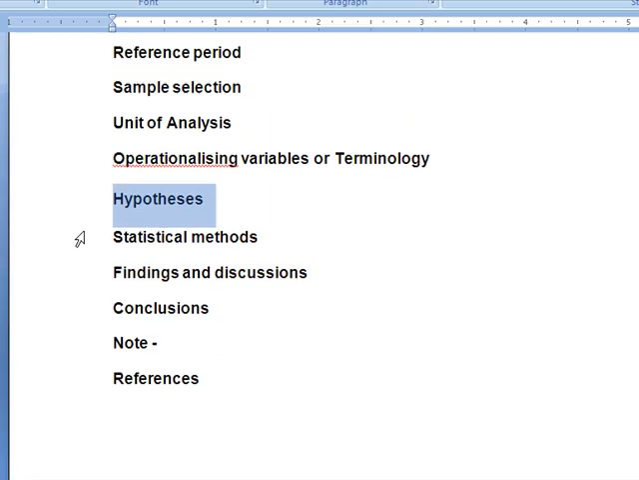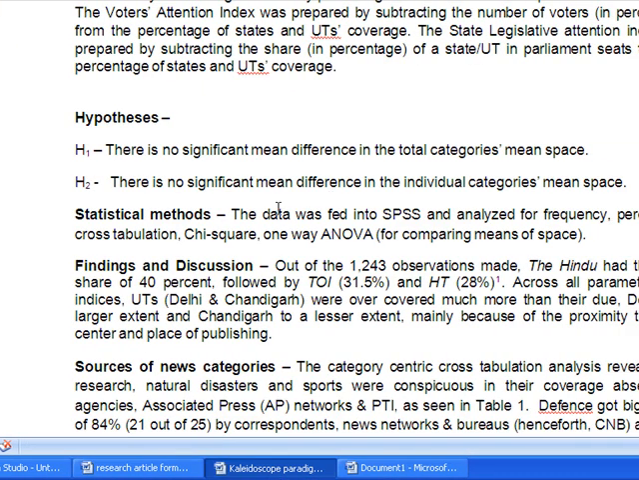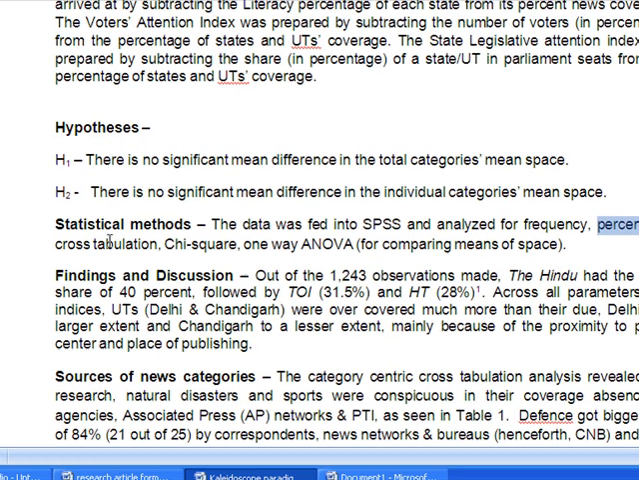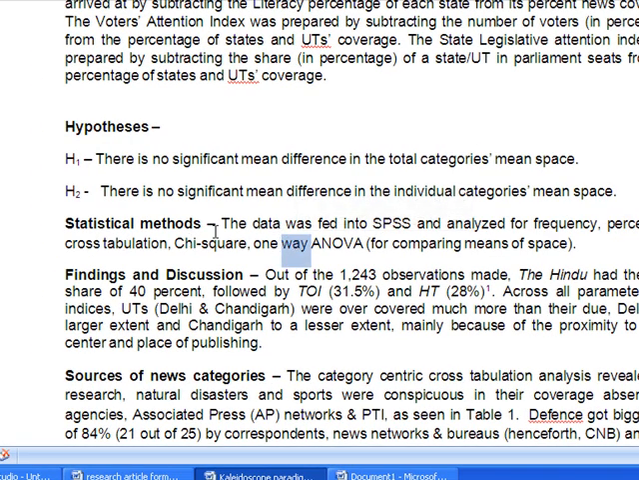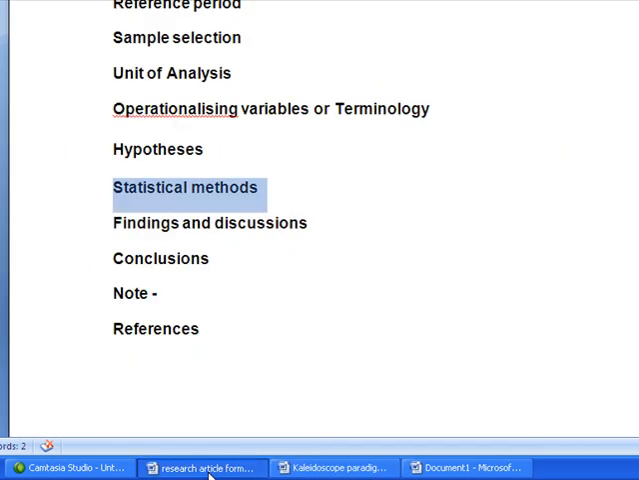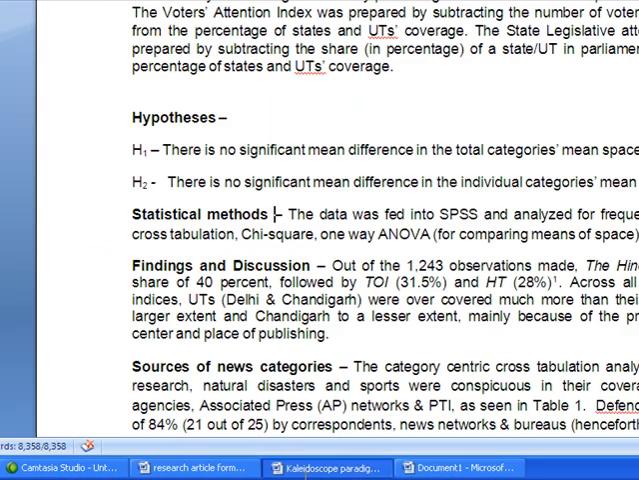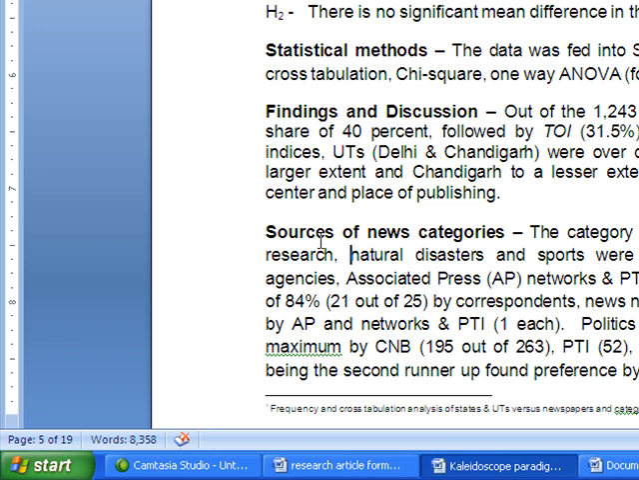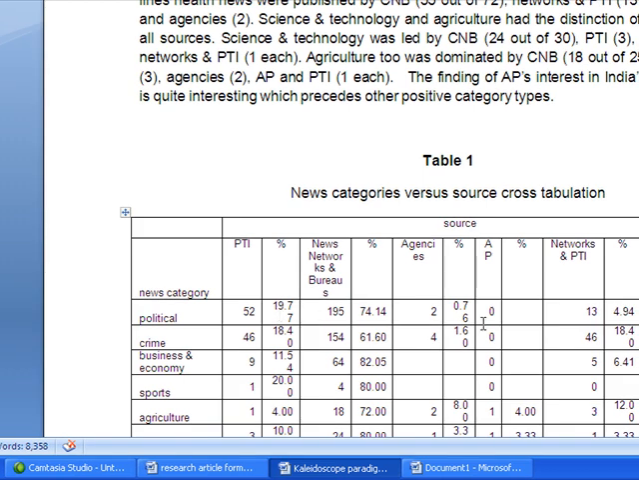Then are the statistical methods. Statistical methods have to be explained here, that frequency, percentage, cross tabulation, chi-square, one-way ANOVA, etc., are being employed. Then findings and discussions. In findings and discussion, you have to explain the interpretation or the data analysis interpretation of all the objectives serial-wise, so that confusion can be avoided.